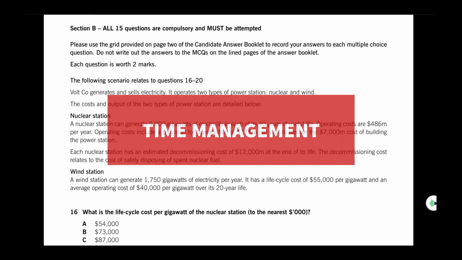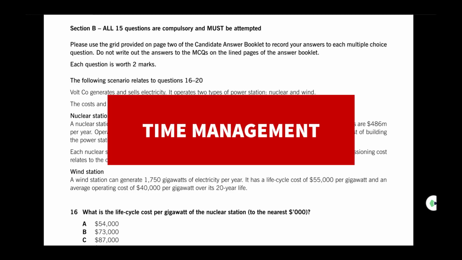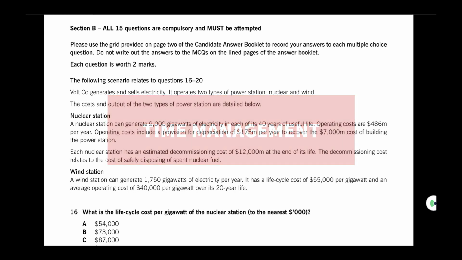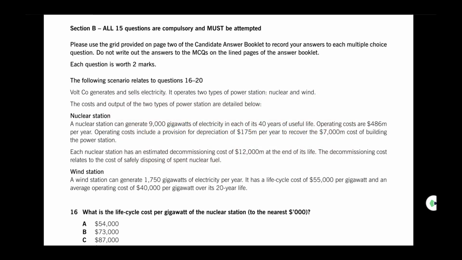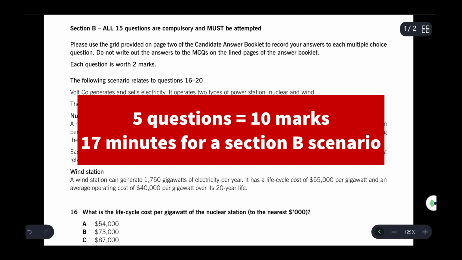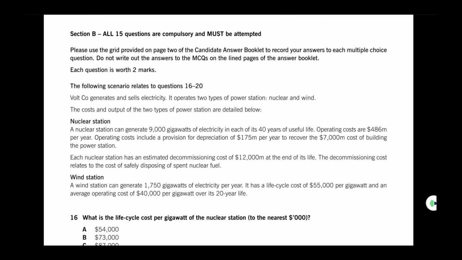Now, time management is critical. I'd like you to follow the rule of 1.7 minutes per mark. So when you're in a Section B question, you've got 5 of these questions. That means 2 marks per question. That means 17 minutes to do this set of 5 questions. Now, in every Section B scenario, you're going to get 5 questions based on this short scenario. And there should be a balance of easier and then more difficult questions.